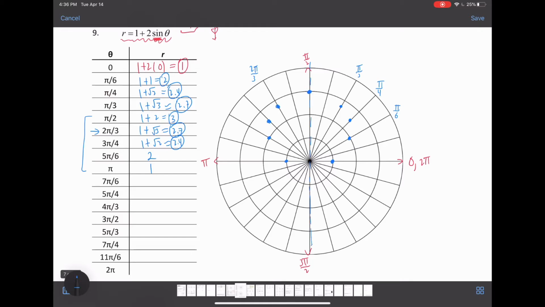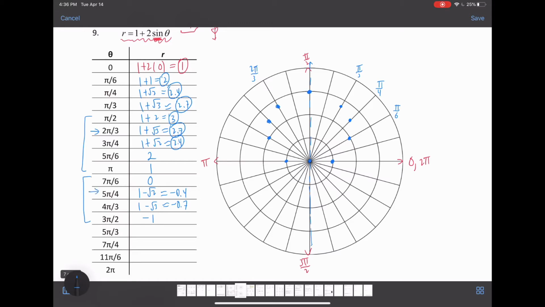Now I wonder if we're just going to get repeats like that other graph where we didn't have to fill out the entire table. Check out 7 pi over 6. At 7 pi over 6, it's 1 plus 2 times negative a half. You're actually going to get 0 for 7 pi over 6, and you have a dot right at the pole. Okay, I'm dying to know what happens. With 5 pi over 4, you get 1 minus the square root of 2, which is roughly negative 0.4. With 4 pi over 3, 1 minus the square root of 3, which is about negative 0.7. And then 3 pi over 2 to round out the quadrant gets you down to negative 1.